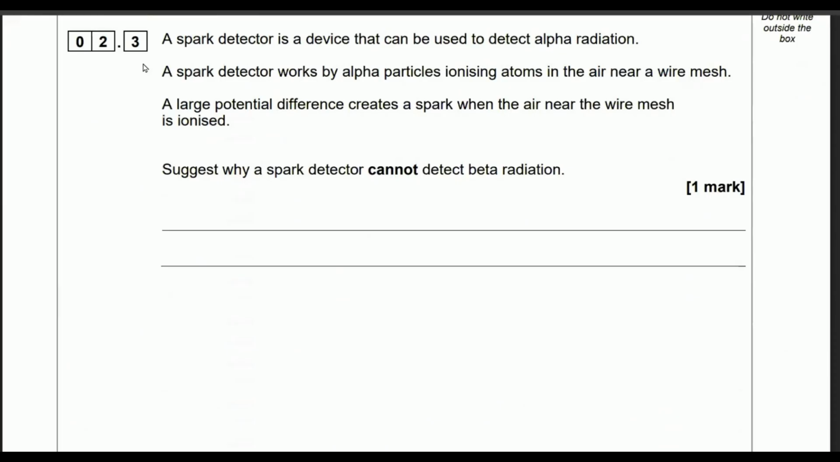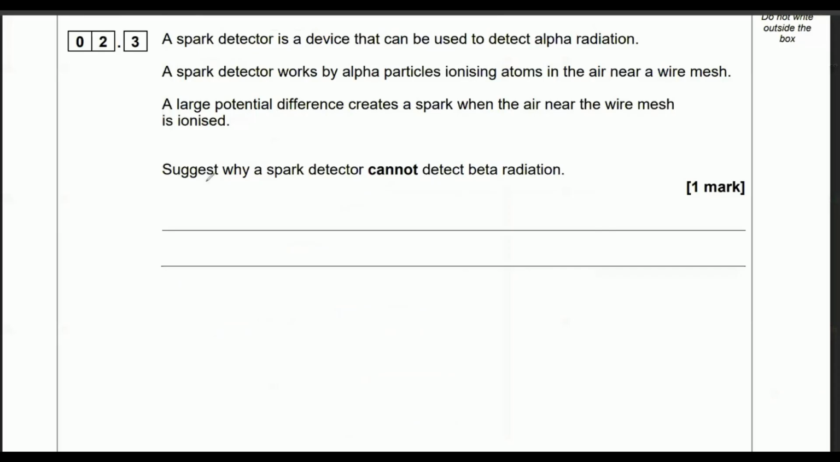2.3. A spark detector is a device that can be used to detect alpha radiation. A spark detector works by alpha particles ionizing atoms in the air near a wire mesh. A large potential difference creates a spark when the air near the wire mesh is ionized. Suggest why a spark detector cannot detect beta radiation. The problem with beta radiation is that it is not as heavily ionizing as alpha, and there's a reason for that.